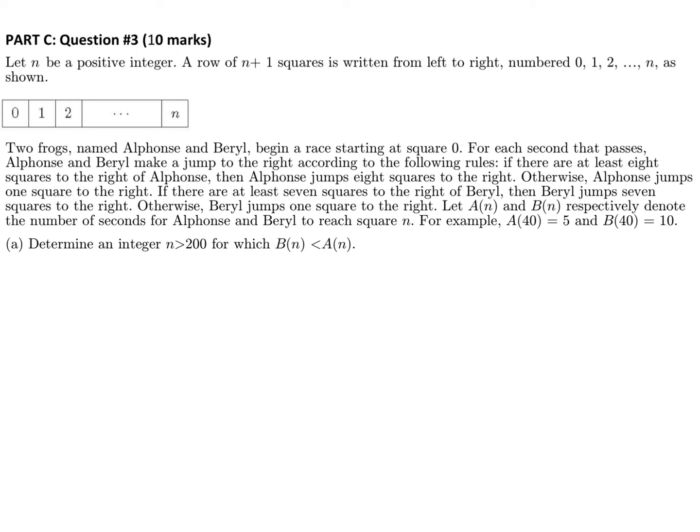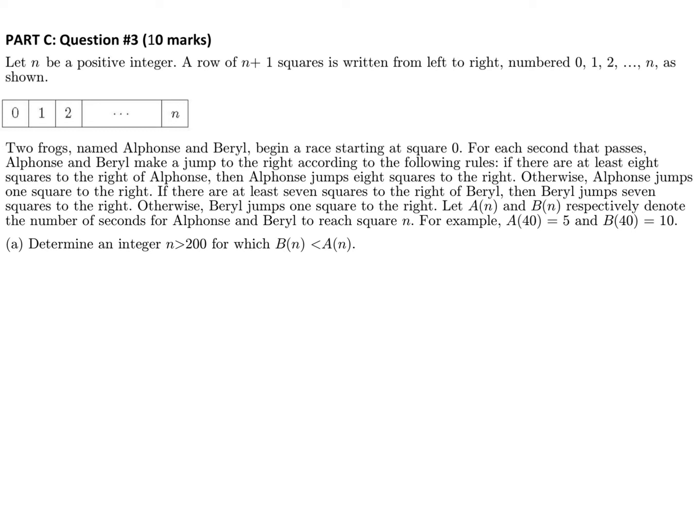Let n be a positive integer. A row of n plus 1 squares is written from left to right, numbered 0, 1, 2, ..., n, as shown. Two frogs named Alphonse and Beryl begin a race starting at square 0. For each second that passes, Alphonse and Beryl make a jump to the right according to the following rules.